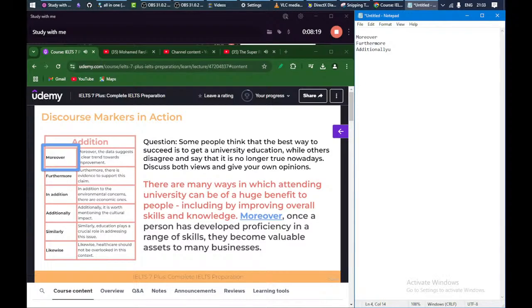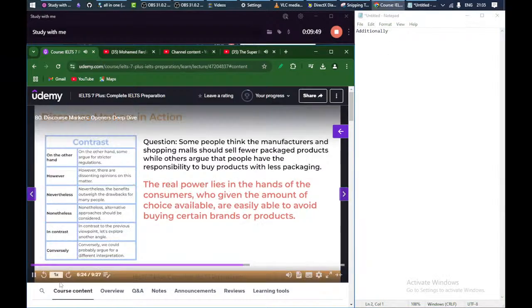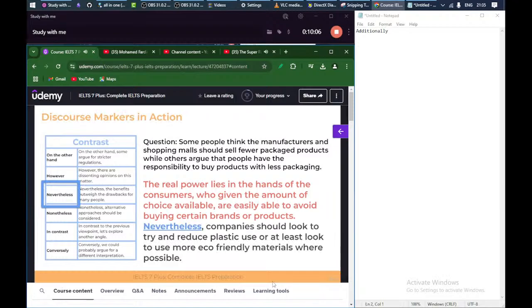They've got so much choice. However, or what you see a lot of students use is on the other hand, which is great, but something like this, nevertheless, it's really quite colloquial in sounding. I don't know, obviously don't try to use this just because I said I liked it, but I think it's an interesting contrast discourse marker. So let's read through. Nevertheless, companies should look to try and reduce plastic use, or at least look to use more eco-friendly materials where possible. So there I'm showing a contrast.